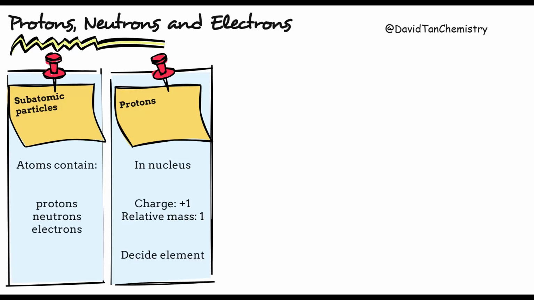Let's start with protons. Protons are found in the nucleus. Each proton has a charge of +1. Its relative mass is 1. The most important point is this: protons decide the element. For example, every carbon atom has 6 protons. Every oxygen atom has 8 protons. So, if the number of protons changes, the element changes.